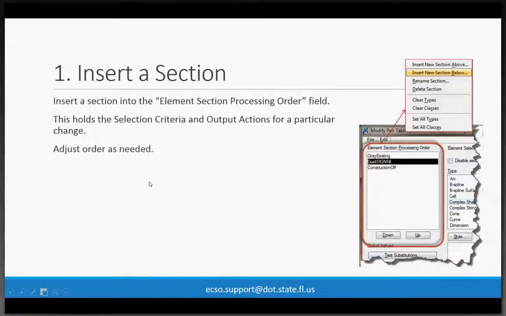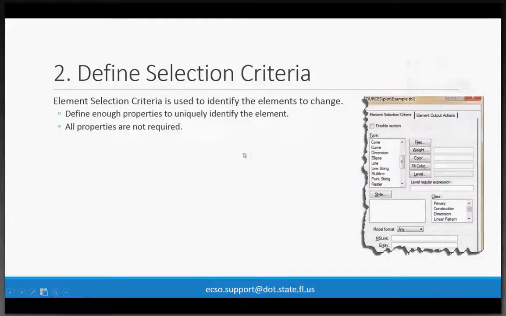Like I said, just insert a section, basically edit, insert section, give it a name. You can order those so it'll apply certain properties before it comes back and applies other properties. So you can go in and get all that set. Once you have that set, you would select the one you want to modify, and then you would define the selection criteria for that. And you can select by element type, files, color, weights, styles, levels, class, basically anything you could use to select a MicroStation element you can define here in the pen table.